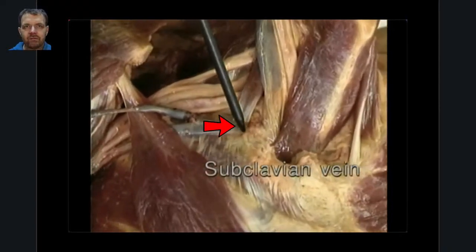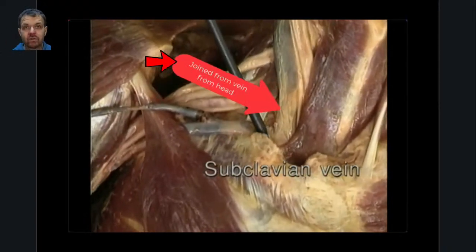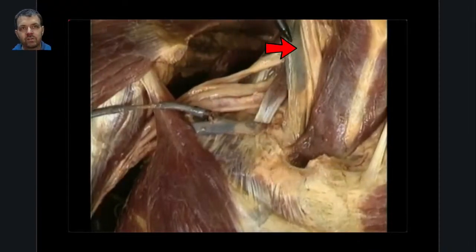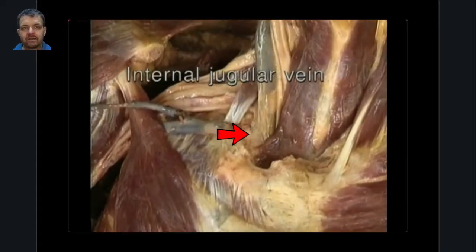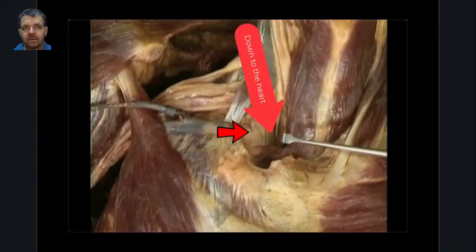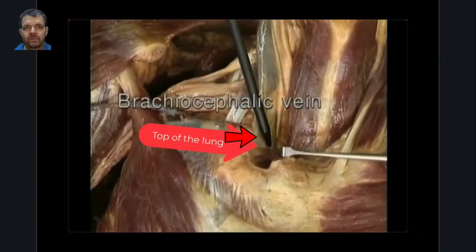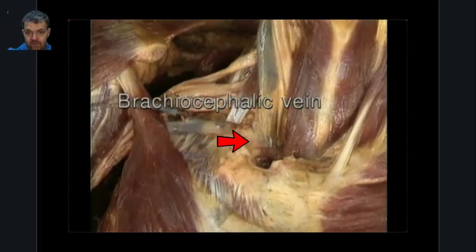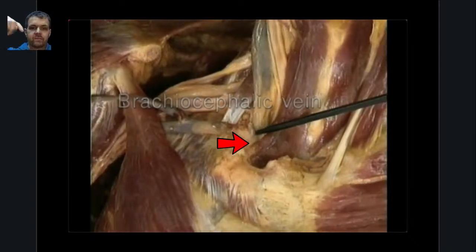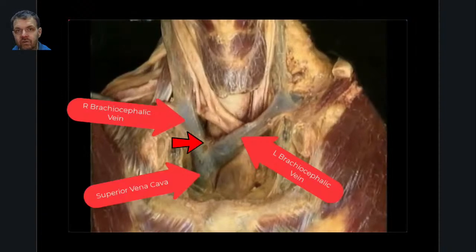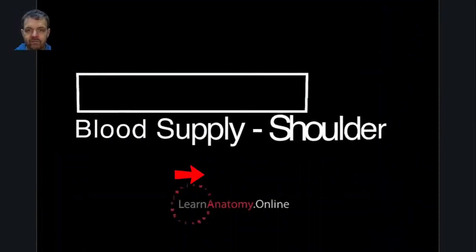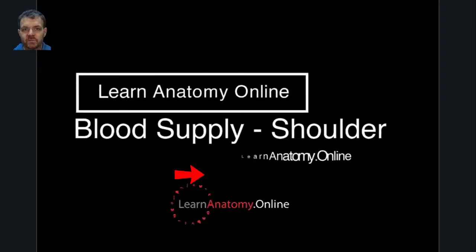And then there's the subclavian vein, underneath the clavicle, obviously the clavicle's not there. It joins the jugular vein from the head and neck, and then down towards the heart. We've got the brachiocephalic, so that's where the internal jugular and the subclavian join together. So that's that trunk there, and then down, both of them then into the superior vena cava. Okay, cool. Hopefully that makes sense.